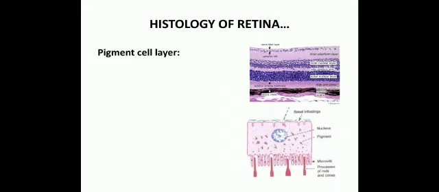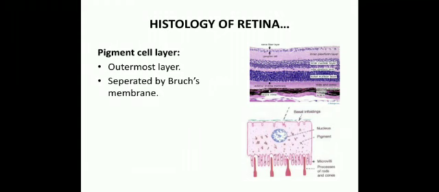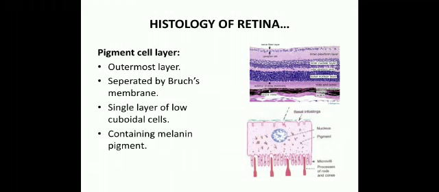So, the pigment cell layer is the outermost layer, separated from the choroid by Bruch's membrane. It consists of a single layer of low cuboidal cells containing melanin pigments. The processes from the pigment cells extend into the next layer.